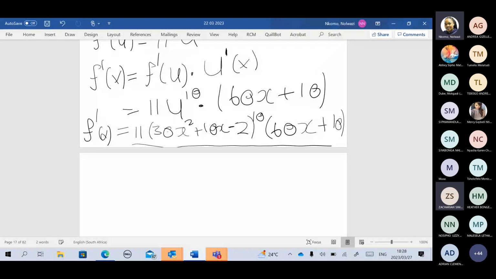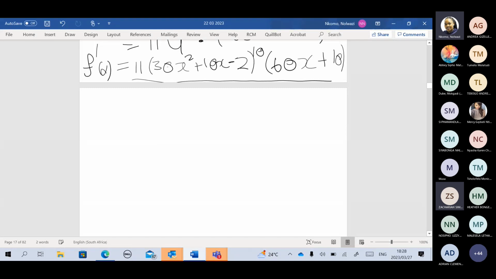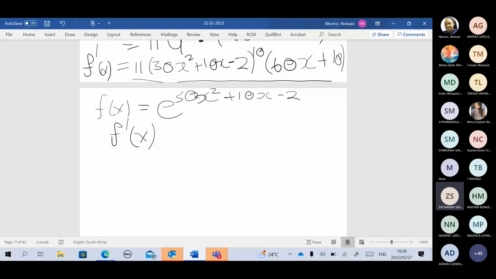Okay. Suppose we are given another function, f at x equals e to the power 30x squared plus 10x minus 2. Right, suppose we are given this function and we are asked to find f prime at x, right? You see, this function, you can't differentiate it directly, right? Since you can't use a power rule or the exponential rule or the logarithm rule of differentiation.